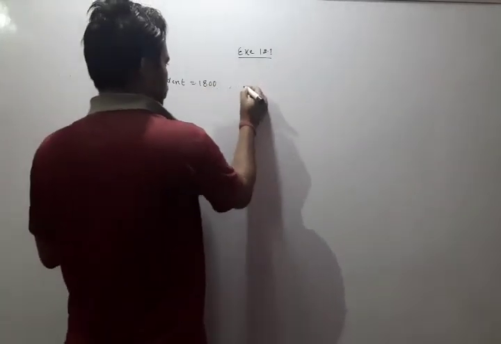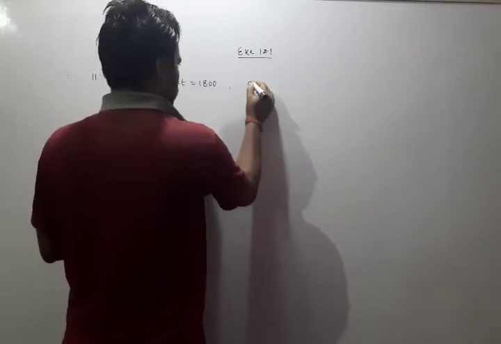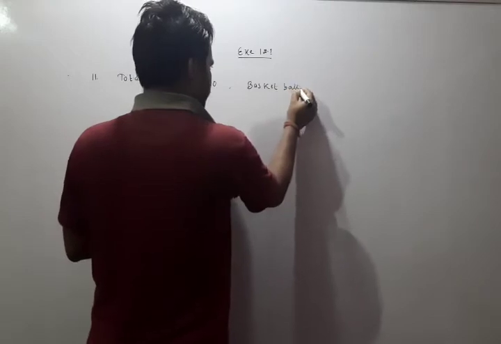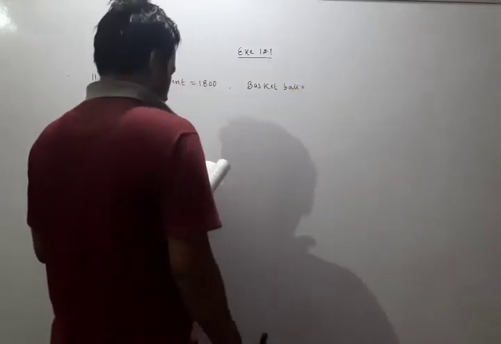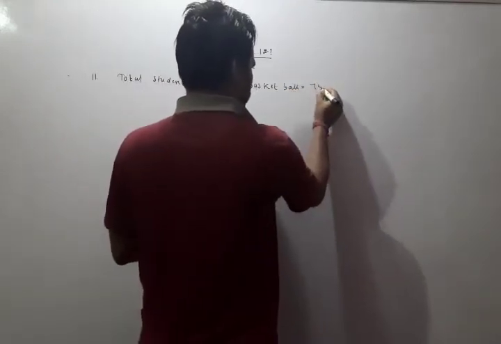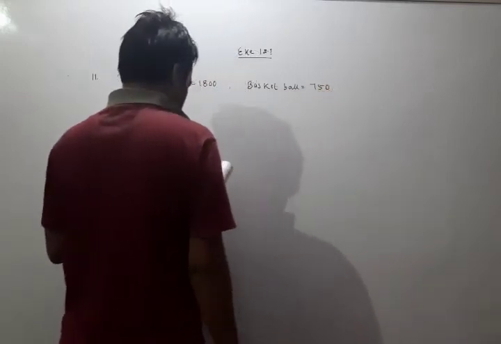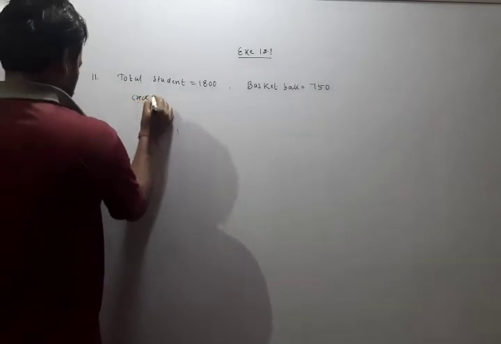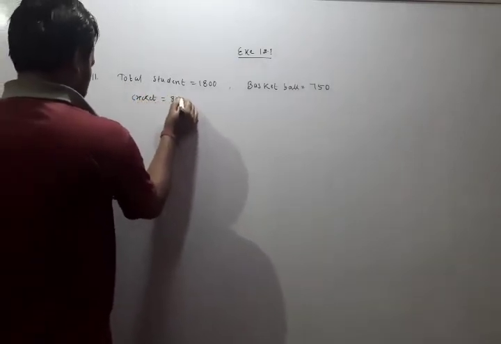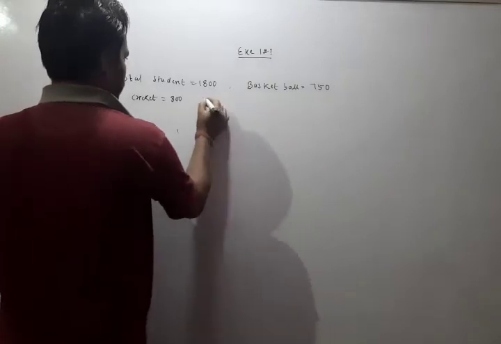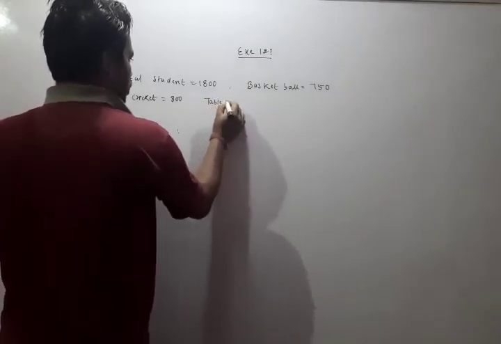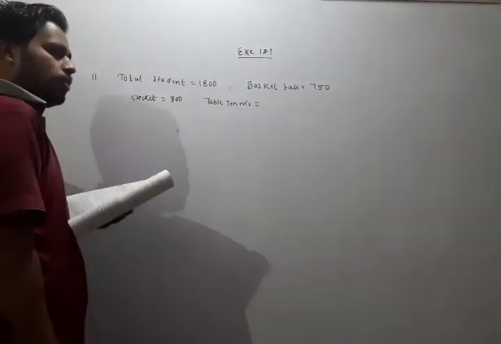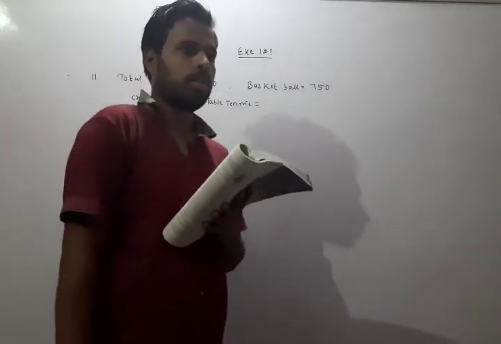Basketball is 750. Cricket is 800 and remaining is table tennis. And in the question it is clearly mentioned that one student can opt only one game.